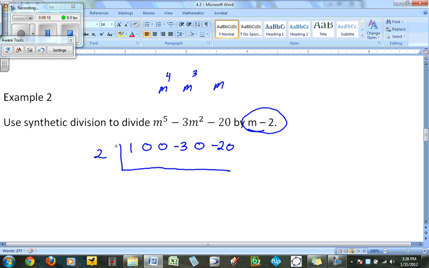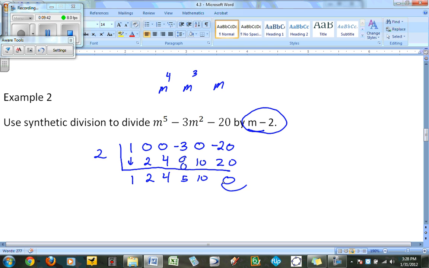And so now we're using synthetic division. We bring down our first term, which is 1. We multiply these two, so 2 times 1 is 2, and add. Add down, 2 times 2 is 4, add down. 2 times 4 is 8, add down, which is 5. 2 times 5 is 10, add down, which is 10. 2 times 10 is 20, add down, and it's 0.